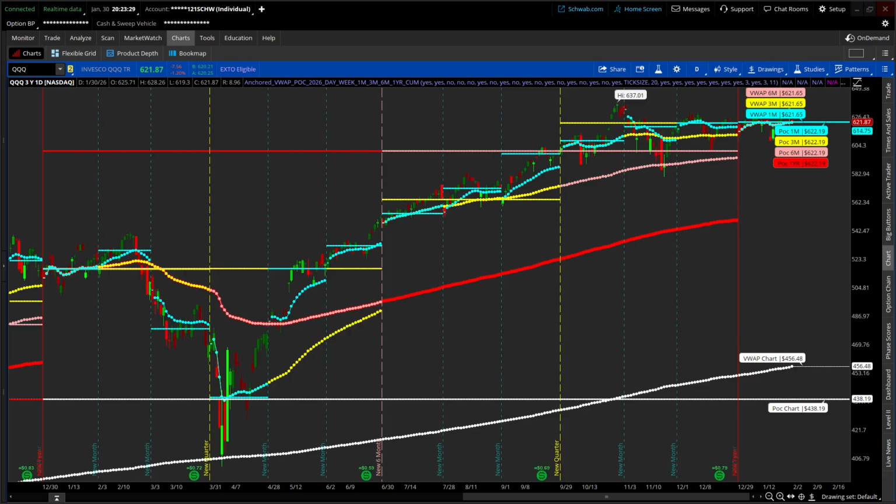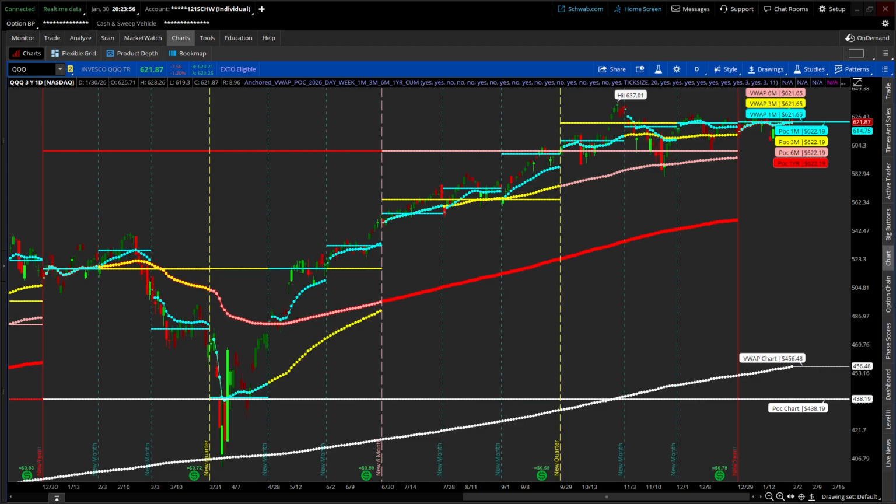Let's start with what VWAP stands for. VWAP stands for volume weighted average price. In simple terms, VWAP answers one question: where did most of trading actually happen? Unlike a moving average, VWAP doesn't treat all price equally. Price with more volume matters more. That's important because volume represents commitment.